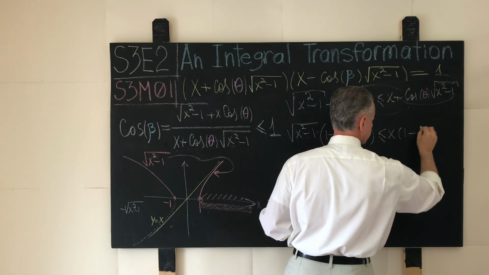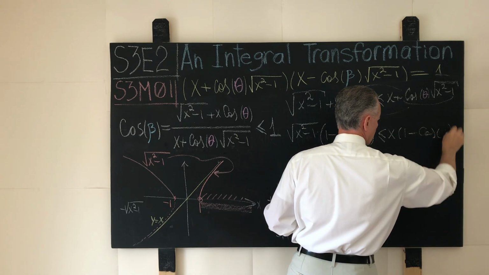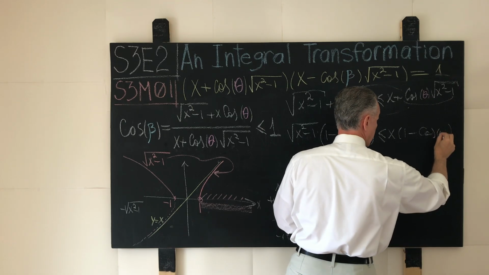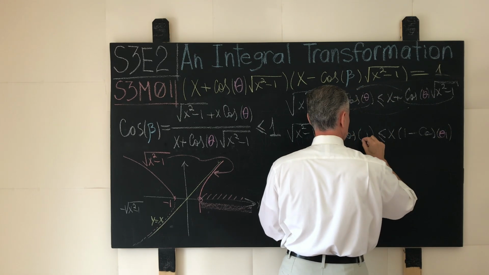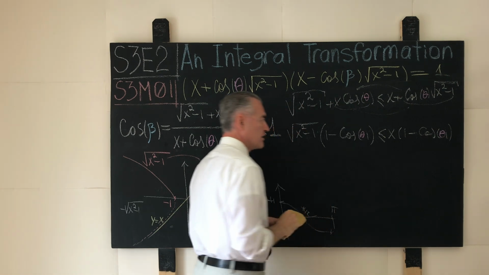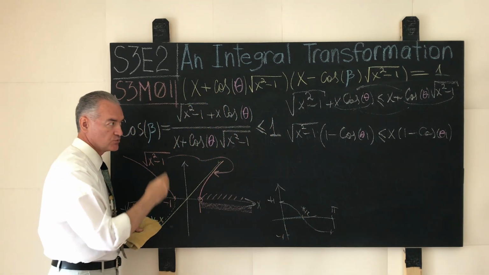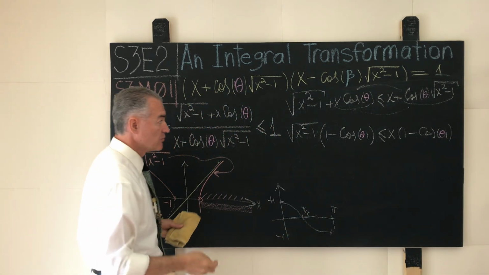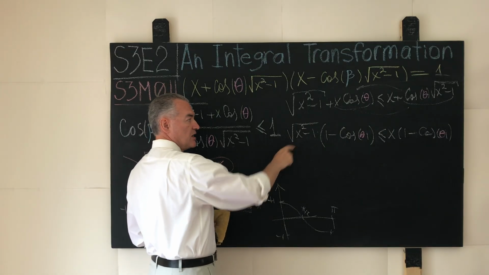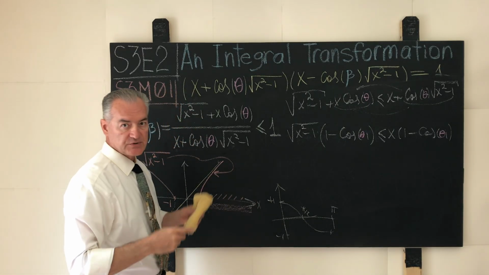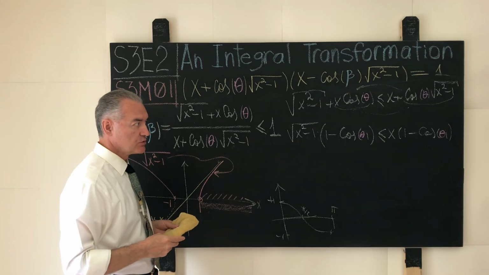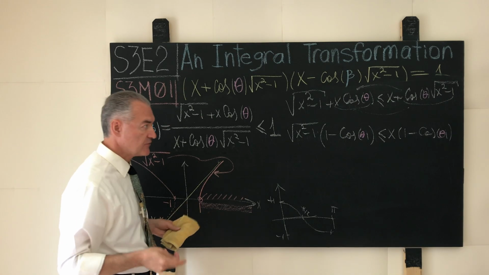Also 1 minus cosine of theta. Can either side be equal to 0? Yes, sure. Why not? When theta is 0, then cosine is 1. 1 minus 1 is 0. But then for a fixed number x, we have 0 times the real number is less than or equal to 0 times a fixed real number.